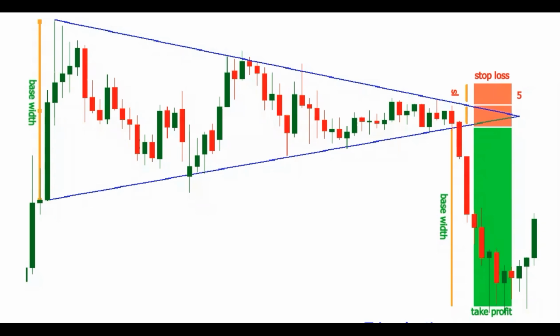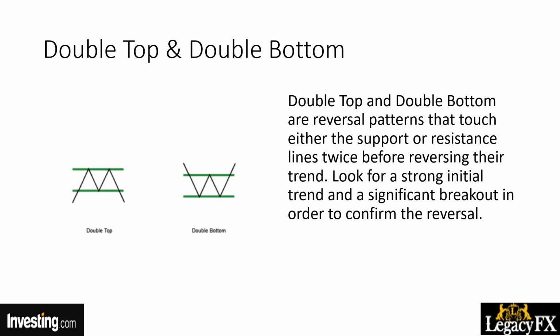Choosing the take profit distance a little smaller than the base width, if the risk-reward ratio allows it, can increase the chances of price reaching it. These chart patterns have no predictive properties, but they may give hints about the forces involved in the market. So that sums it up pretty much on a triangle.